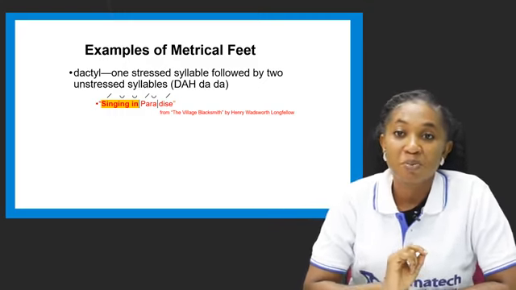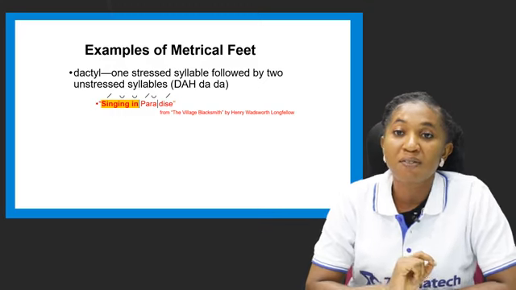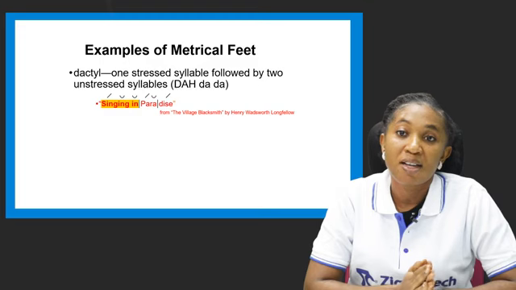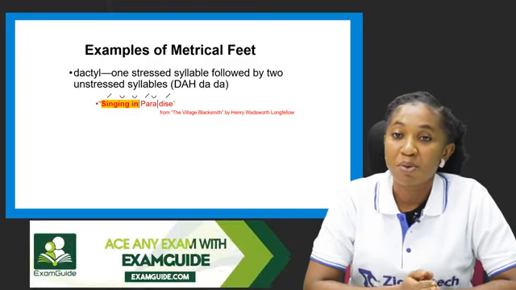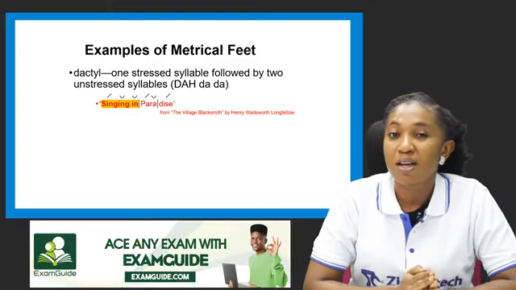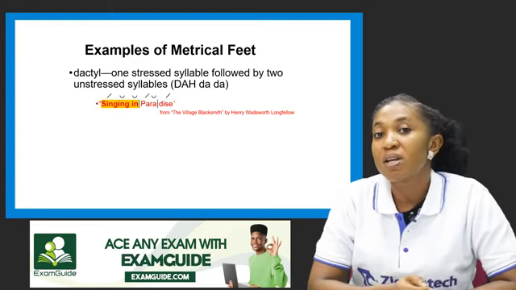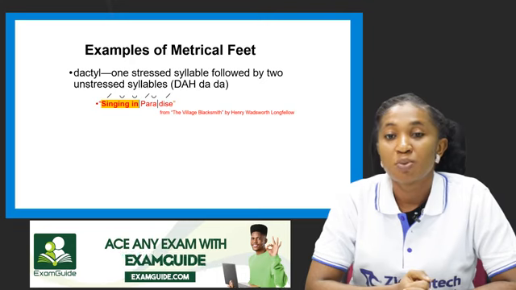Focus on the highlighted part on your screen. You'll see that we have the first part of singing, that is S-I-N-G, as the stressed syllable, and then we have ing as the unstressed syllable in that word, and then we have the word in being unstressed too.